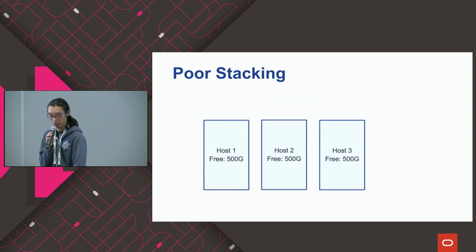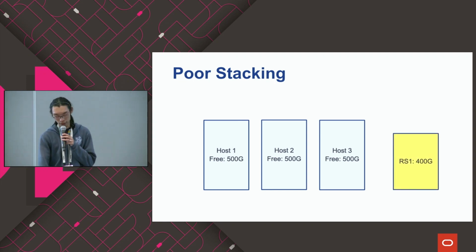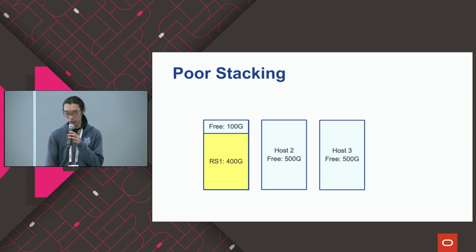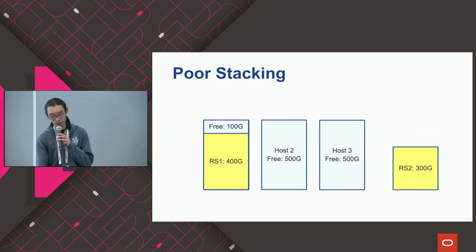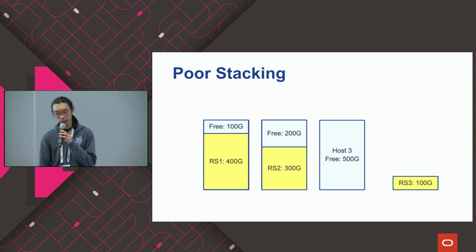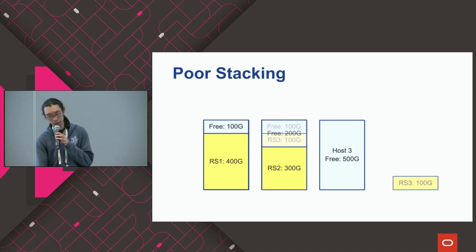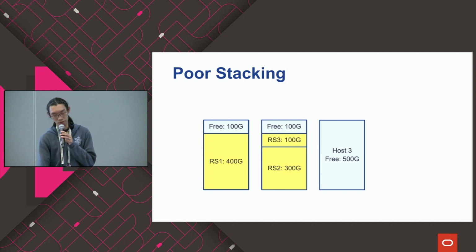But let's take an example showing how poor stacking or poor balancing can result in wasting resources. So first, here comes workload 1, which is 400 gigabytes. There's nowhere to go but to place the workload randomly. And then Replica Set 2 comes in. No magic happens here. We put it into host 2. And then the critical step happens when we place Replica Set 3. So here we have 3 different choices. Let's assume that we just randomly put it onto host 2, which has a 200 gigabyte free slot.